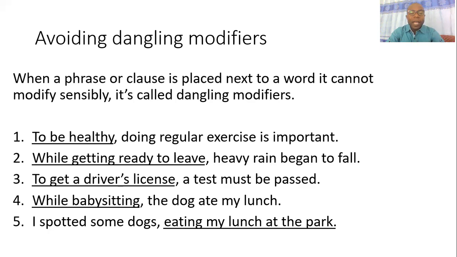Example three, to get a driver's license, a test must be passed. For one to get a driver's license, for you to get a driver's license, for Kofi, for John, for Cosmas, for anybody to get a driver's license, a test must be passed. Then you clear that dangling modifier.